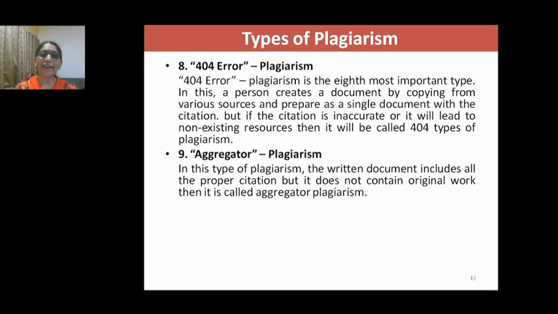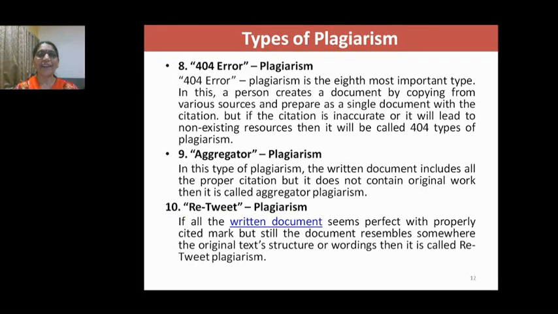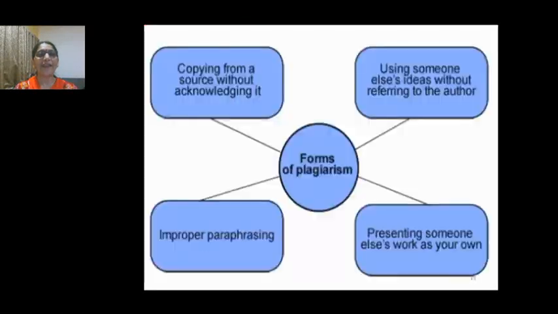And the 9th type of plagiarism is aggregator. In this type of plagiarism, the written document includes all the proper citations, but it does not contain original work. Then it is called aggregator plagiarism. And the last, the 10th type of plagiarism, is retweet plagiarism. If the whole written document seems perfect with properly cited marks, but still the document resembles somewhere the original text structure or wordings, then it is called retweet plagiarism.